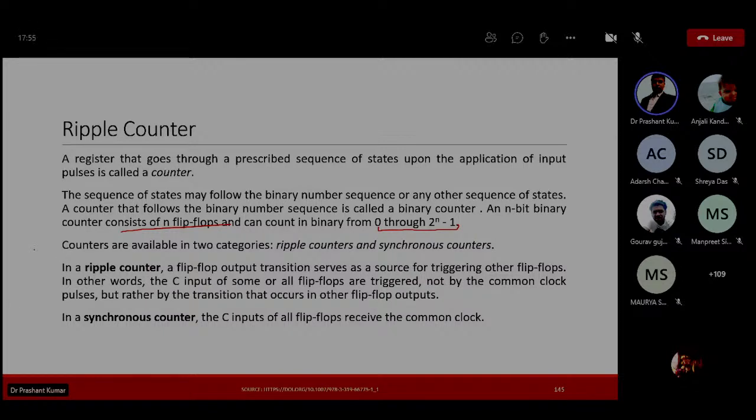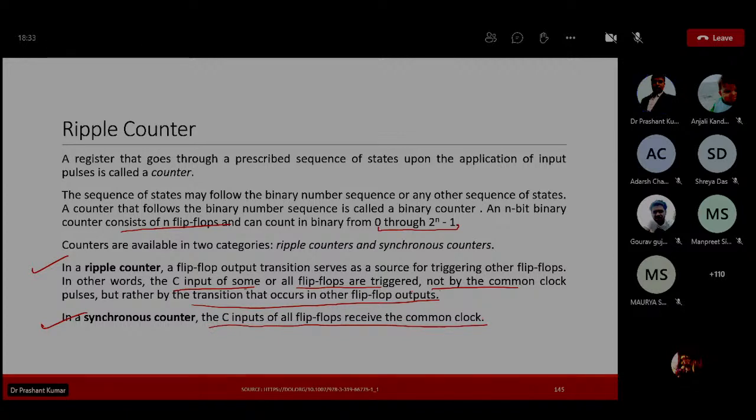In a ripple counter, the flip-flop transitions serve as a source of trigger for other flip-flops, and you can say that the C input, that is the counter input, of some or all flip-flops is triggered not by a common clock, but by the transition that occurs in other flip-flops' outputs. We will see how it actually happens. And in a synchronous counter, the counter input of all flip-flops receives the same common clock.